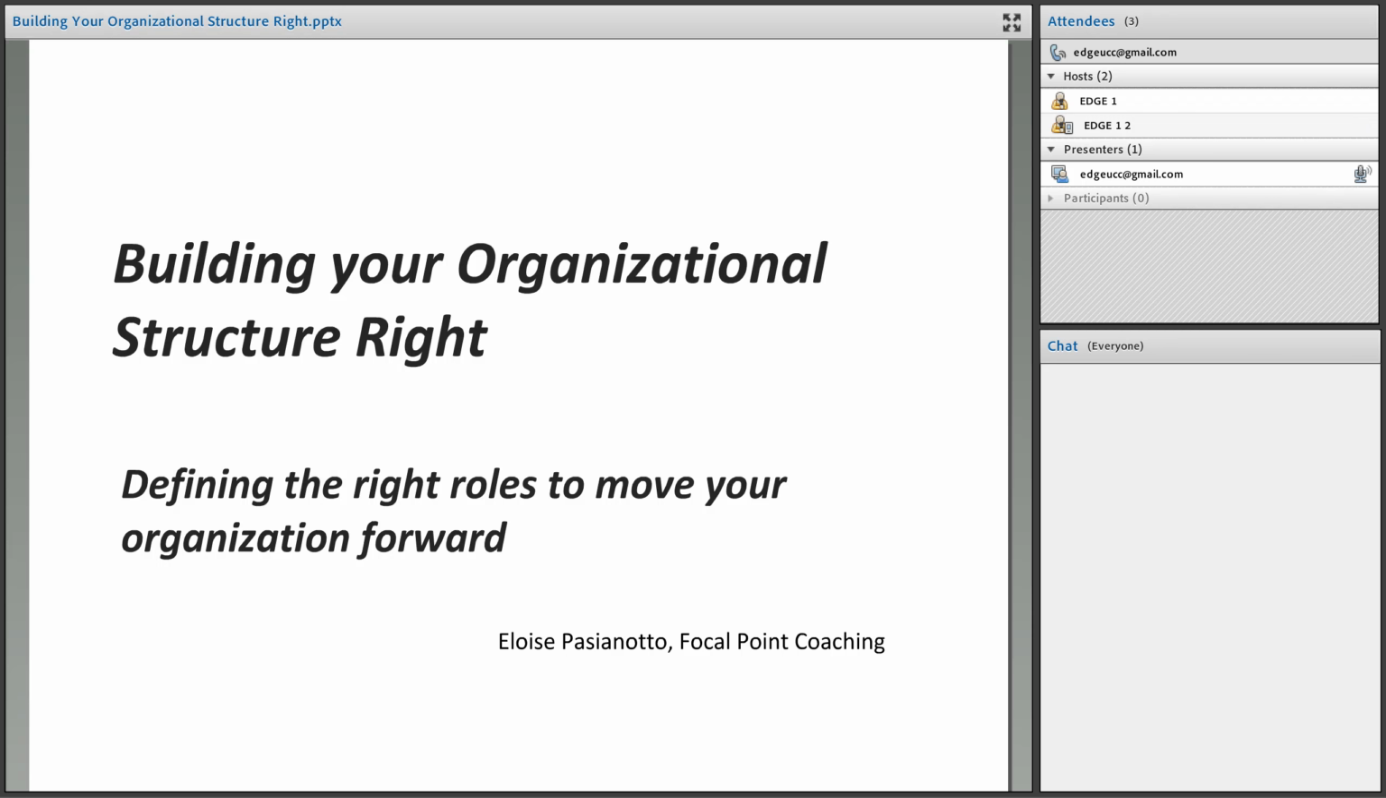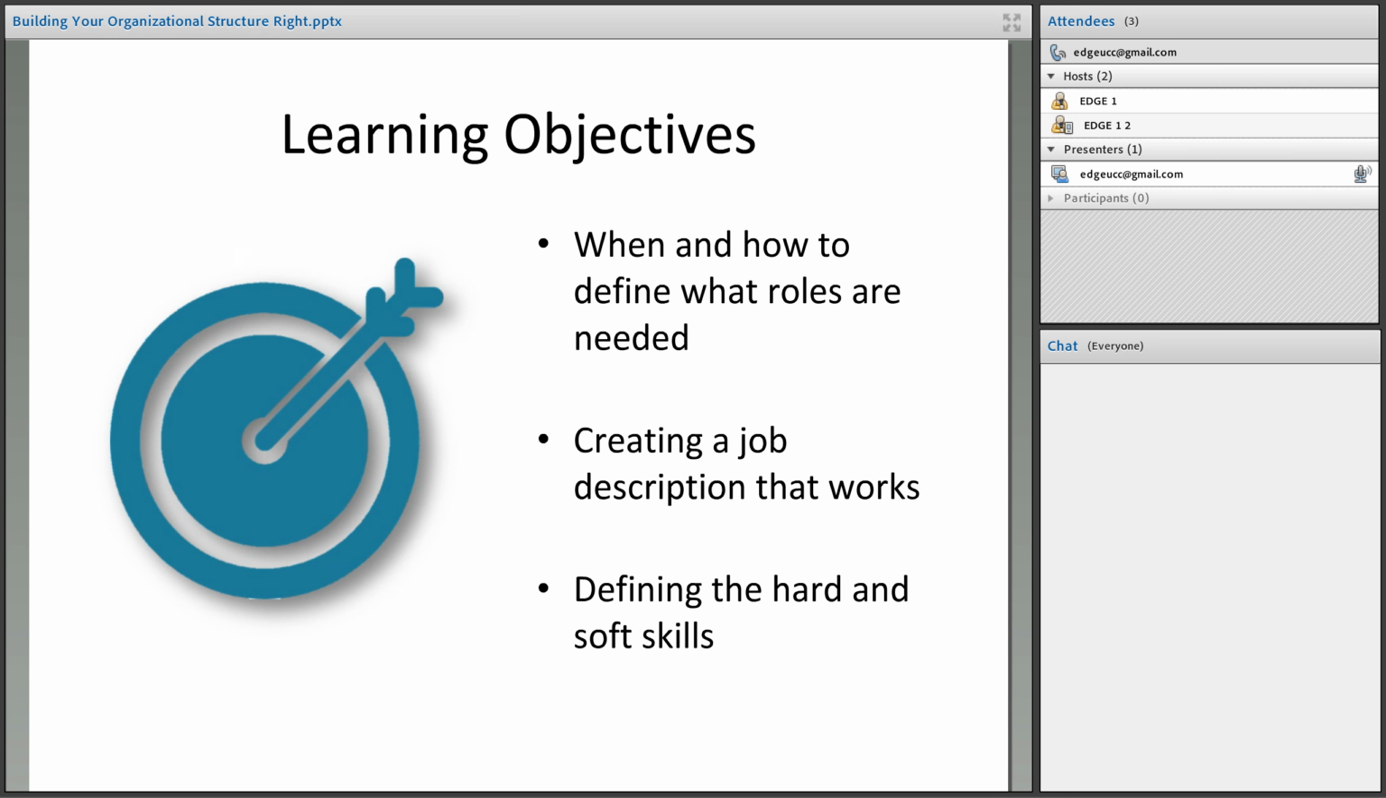Our objective today is that we focus on defining the right roles to move your organization forward. And there's a series of things that you need to do in order to make sure you've got the right people on your bus, your organizational bus. And this webinar for today is focusing on three main components related to building your organizational structure right.